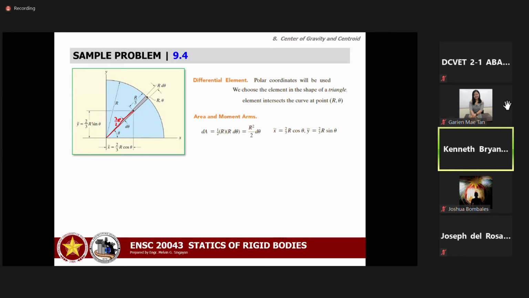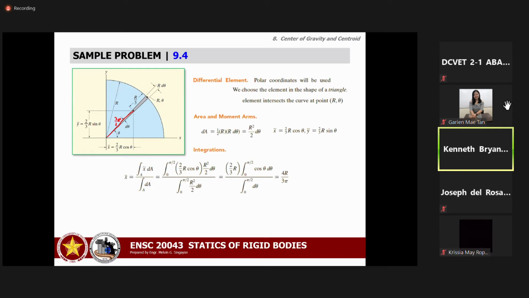Then next, we apply integrations. For bar x, that is equal to the integral of x curl dA over the integral of dA. So the integral of 2/3 r cosine theta, which is your x curl, multiplied by dA, r squared over 2 d theta, over the integral of r squared over 2 d theta. The limits will be from 0 to pi over 2. Similar to the circular arc, the limits for theta for this quarter circle are from 0 to pi over 2. That will be equal to 2/3 r times the integral of cosine theta d theta from 0 to pi over 2, over the integral of d theta, and the r squared over 2 cancels. Evaluating this integral and this one will give you 4r over 3 pi for bar x.